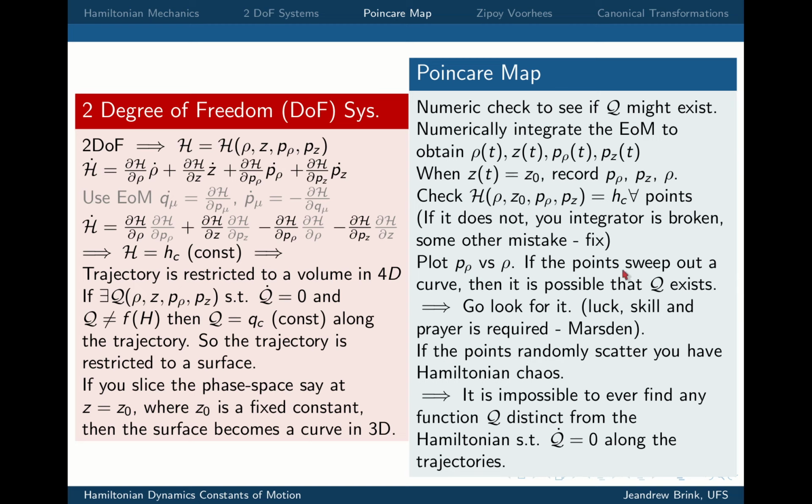In other words, that Q would always be found. Very few people looked at problems in which Q didn't exist. And only when we started integrating numerically did we actually start looking for problems where Q is absent, and we started studying that in greater detail.